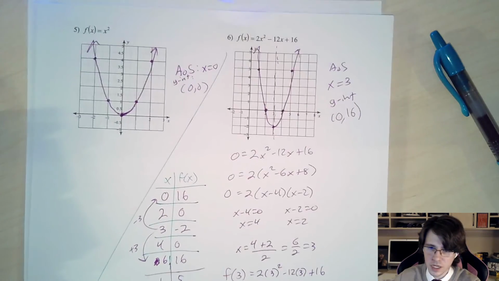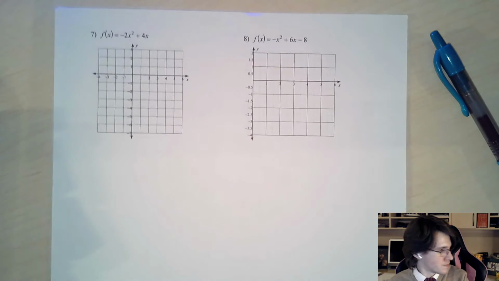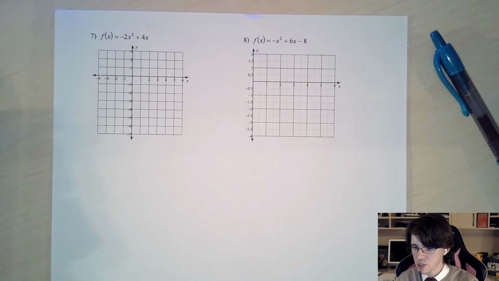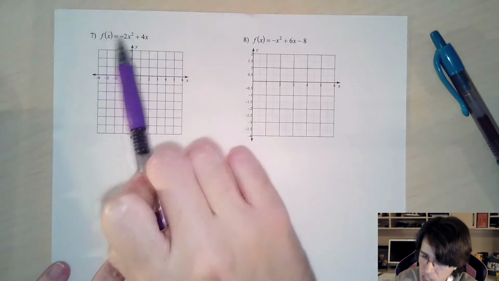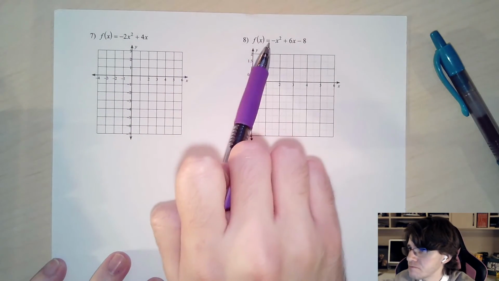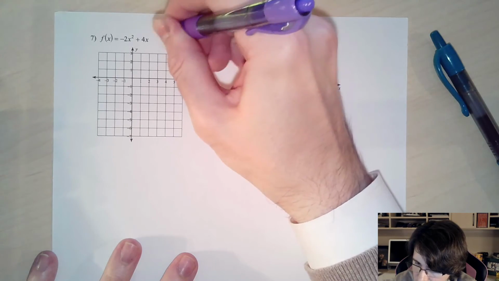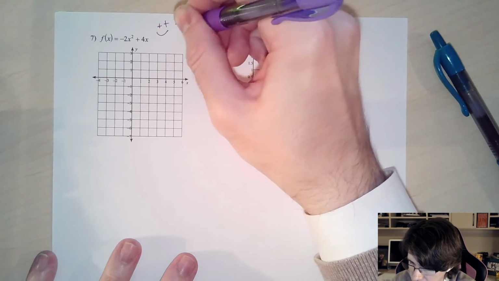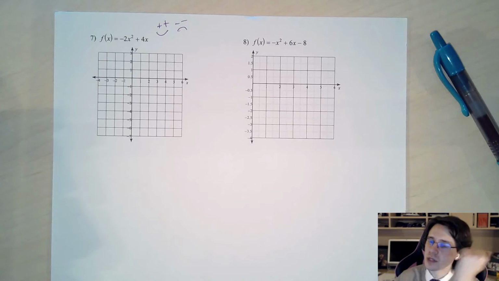Last 2 problems, let's get them done. Number 7. So here we go. We have negative 2x squared plus 4x and this negative x squared plus 6x minus 8. These guys are a little different because these are upside down. Whenever this guy in front is a negative, we have a frowny face parabola. So if you have a happy letter A, you get this guy. And if you have a frowny letter A, you get this guy. That was part of a little notes we drew at one point in time. So let's hop to it. Let's see what happens on this one.